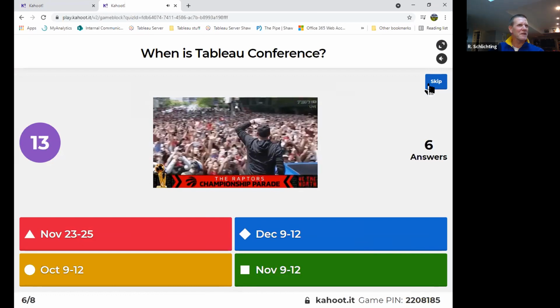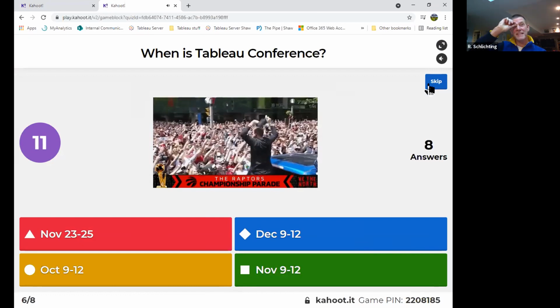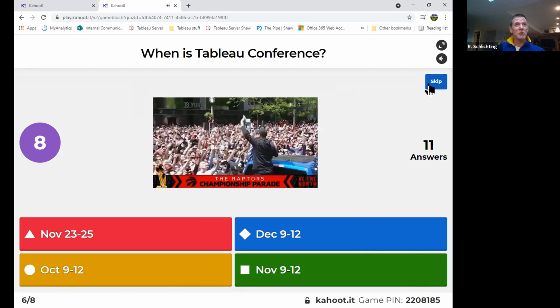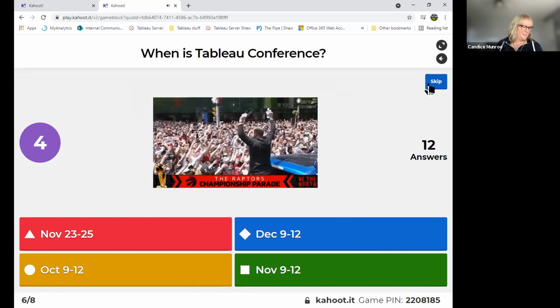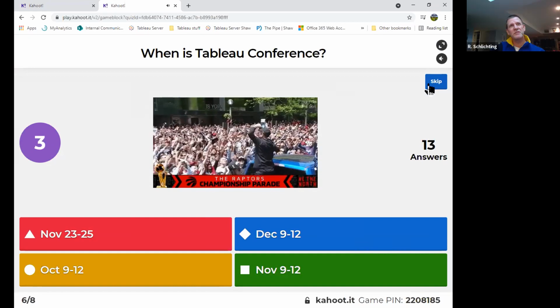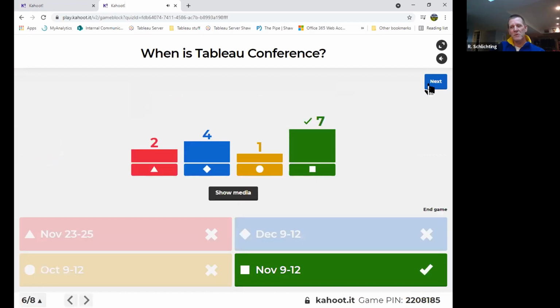Who remembers that one? That was probably the last time we could actually get out as a group and celebrate something. Yeah, millions of masks. Millions and millions of people in the streets of Toronto. World's longest parade. Well done. 7 people got it right.